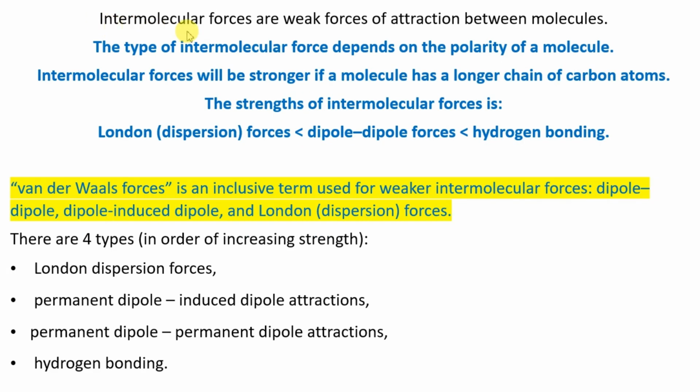So to recap, intermolecular forces are weak forces of attraction between molecules. The type of intermolecular force depends on the polarity of a molecule. Intermolecular forces will be stronger if a molecule has a longer chain of carbon atoms. Why? Longer chain of carbon atoms means more electrons, means more chance of an induced dipole.